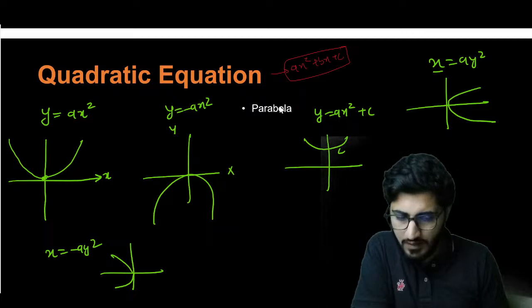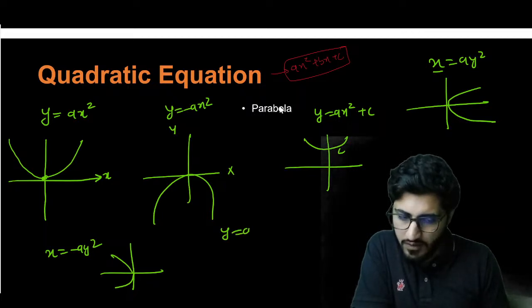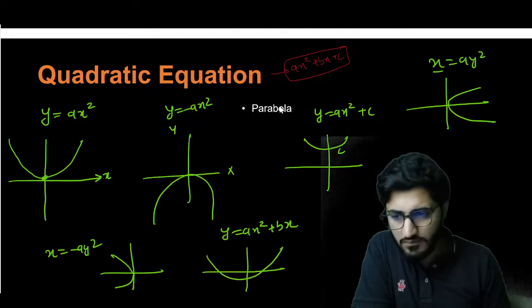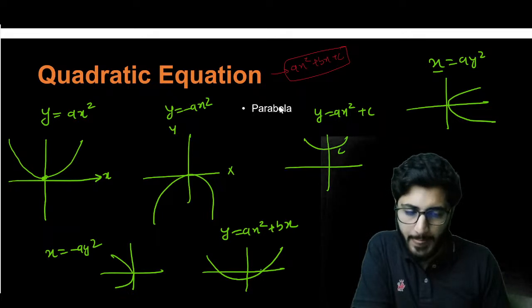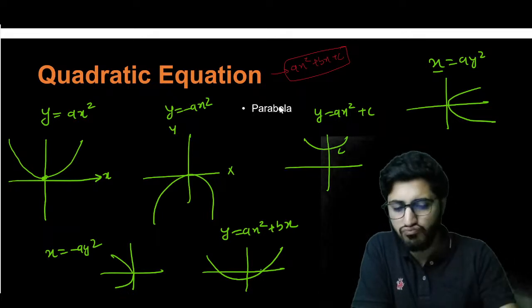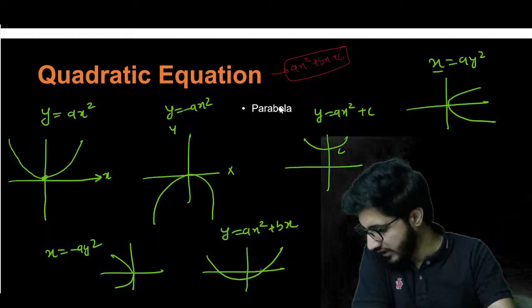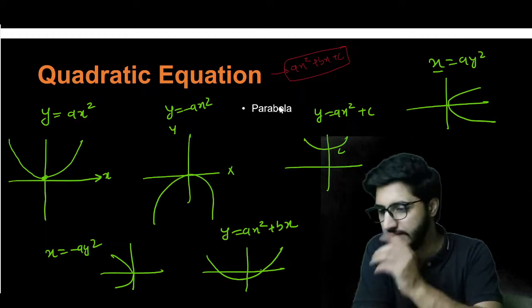If we are having y equals to ax square plus bx, you have to remember these graphs. So it will look like this now. Two roots, right? There are two roots. That's why it cuts at two different points. You can get it like this, right? These are graphs.